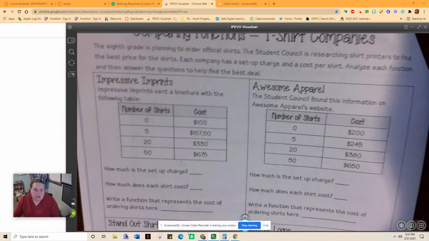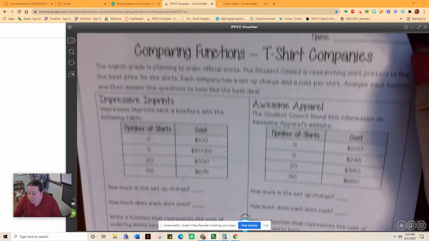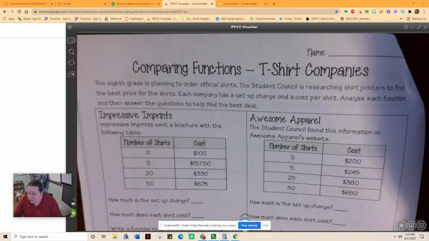All right, so yesterday we talked about how to figure out slope and y-intercept working with equations. Today we're going to look at tables and we're going to look at graphs. So the 8th grade is planning to order official shirts. The student council is researching shirt printers to find the best price for the shirts. Each company has a setup charge and cost per shirt. Analyze each function and then answer the questions to help find the best deal.